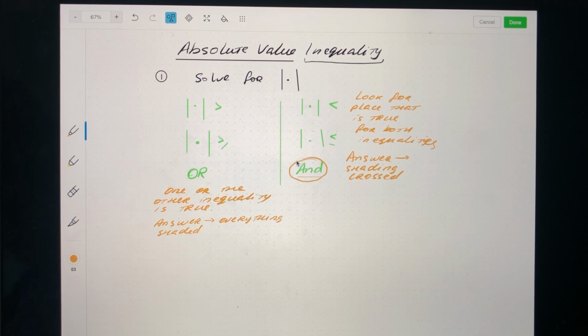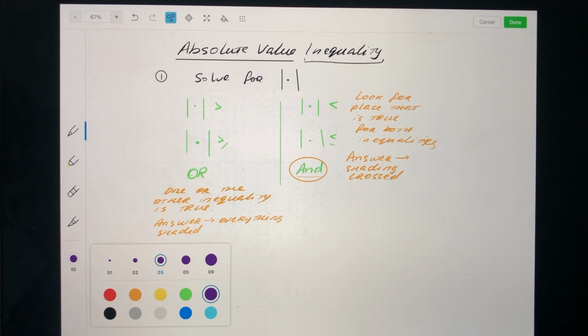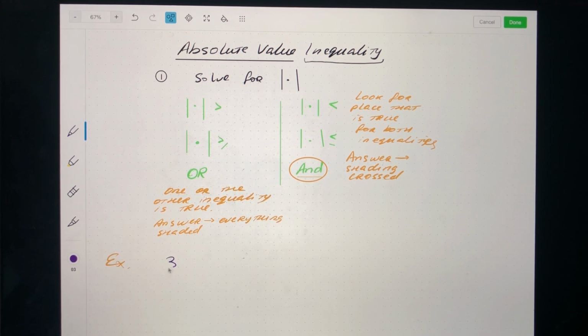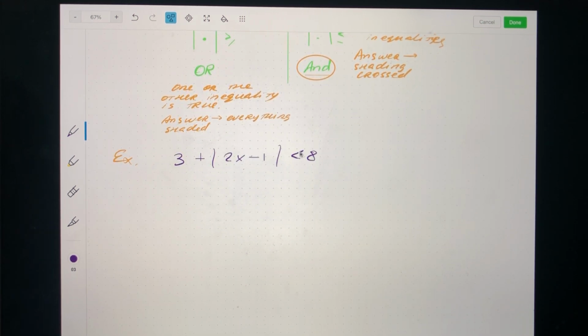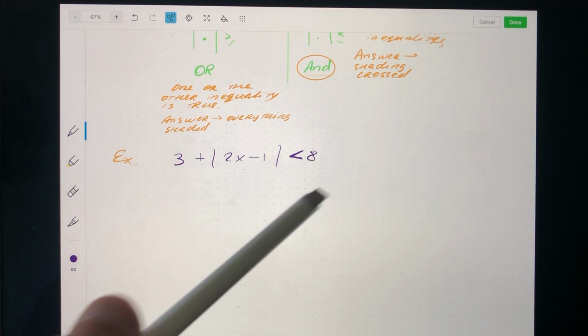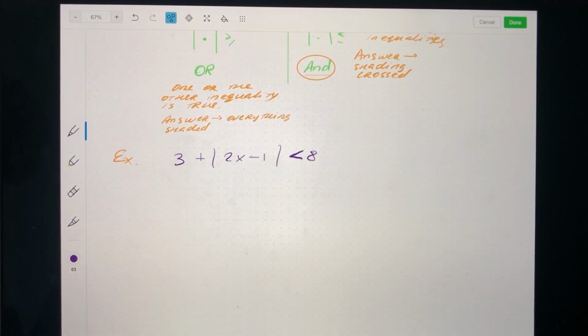So let's try one example where we will solve the AND. So we'll begin with the AND. So here is the example. Let's solve 3 plus absolute value 2x minus 1 less than 8. We have seen a similar setup in a different video. The only difference is now with the absolute value, we have the less than symbol as opposed to the equal.